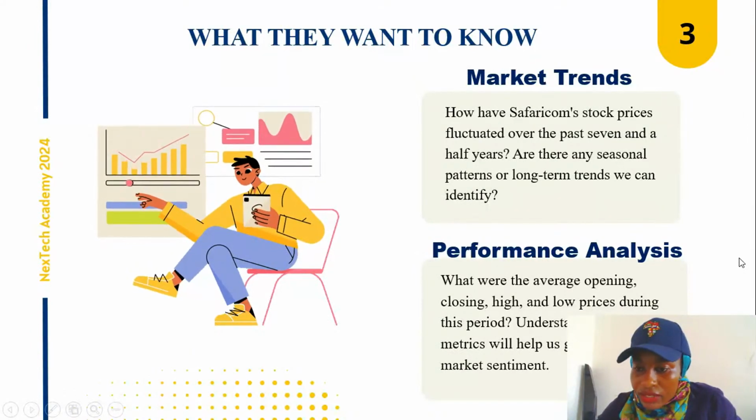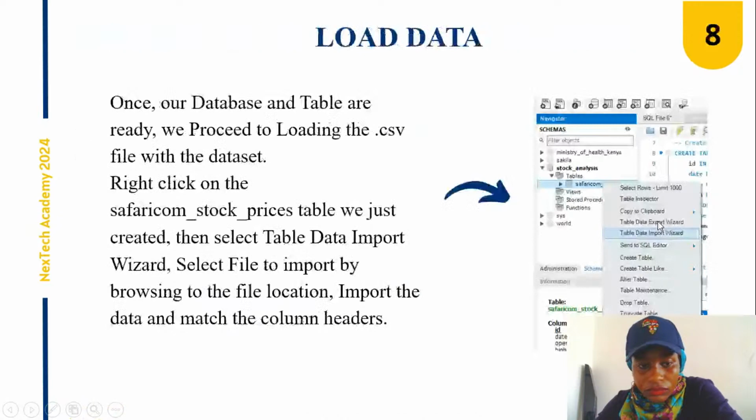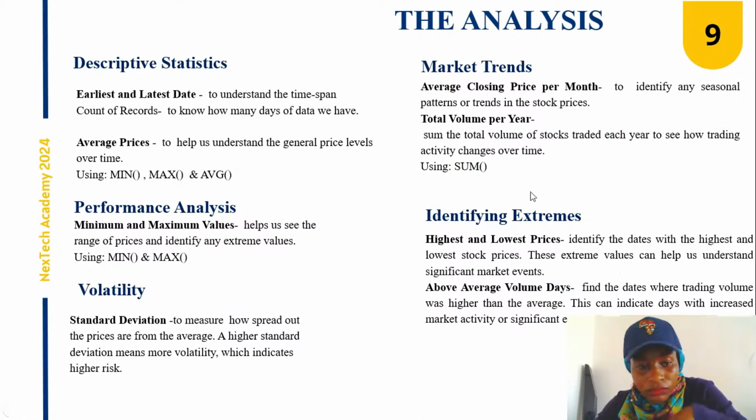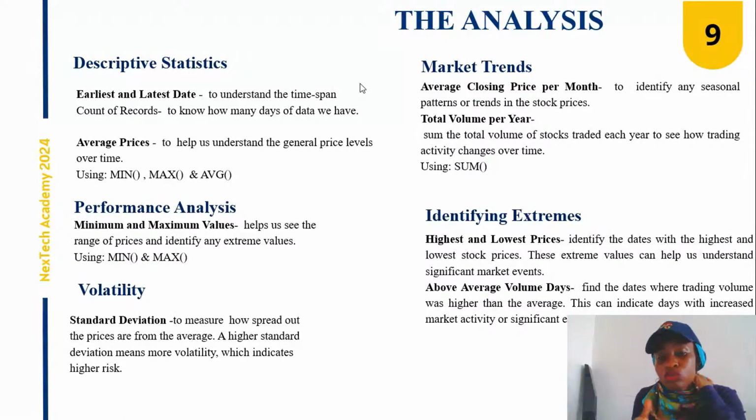We have done that by, no, I think that was named differently. So for the market trends, for the descriptive statistics, we were to look at the earliest and latest trading dates, which I think we have. And this was to understand the time span we were working with, and we realized we were working with trading prices between June 2012 and June 2019.